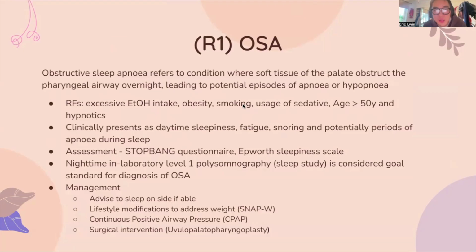One of the last conditions is OSA, which is obstructive sleep apnea. This refers to a condition where the soft tissue of the palate obstructs the pharyngeal airway overnight, and this can lead to episodes of apnea or hypopnea, due to collapse onto the pharynx, leading to airway obstruction. The risk factors for OSA are alcohol intake, obesity, smoking, use of sedatives, age over 50, and use of hypnotics. Clinically, OSA presents as daytime sleepiness, fatigue, snoring, and potentially periods of apnea during sleep.